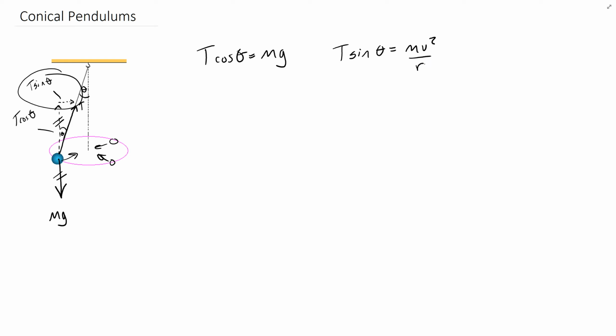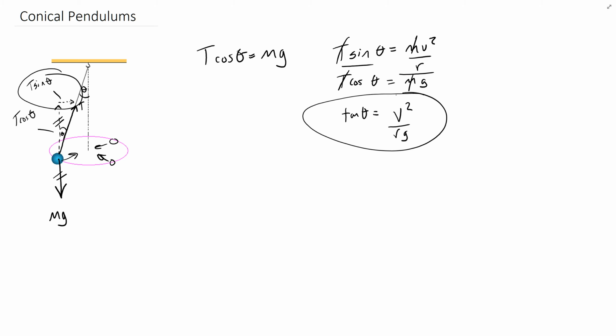Now we can do a clever thing with these equations where we divide them by each other. If I divide T sine theta by T cosine theta equals mg, then two things happen. First, I get rid of the tension, and I get tangent theta on the left side. Then I also get rid of the mass, and I have v squared over rg on the right. Now I can use this to solve for the angle, the velocity, the radius, and if you're on a different planet, you could use this to figure out the acceleration due to gravity.